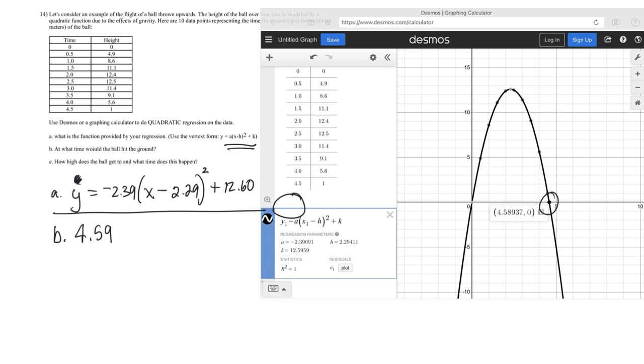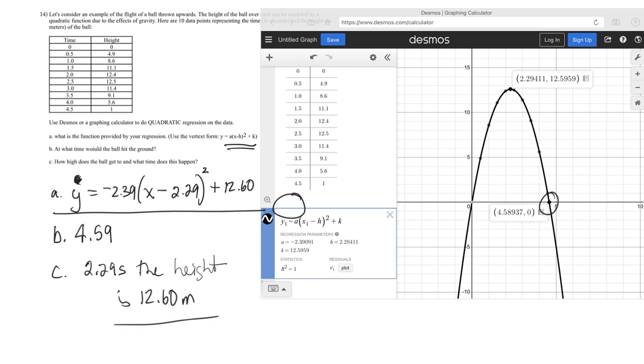And then it says, how high does the ball get to, and what time does that happen? Well, that'll be the vertex, right? So the vertex is that top point. Let me tap on it. Okay, right there. So at 2.29 seconds, the height is 12.60, I think it was in meters. Okay, so that's how you can read that.